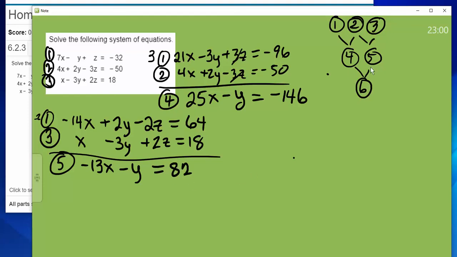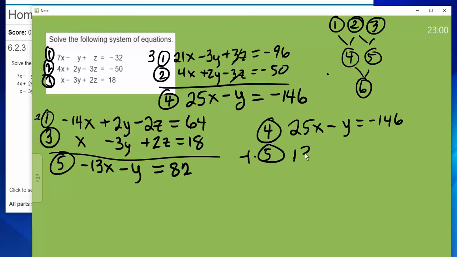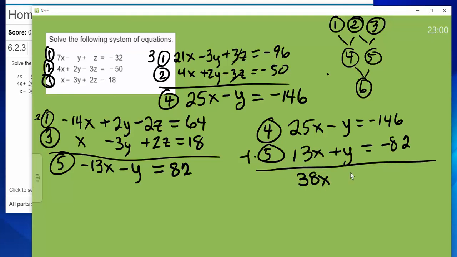Okay, so now I'm going to take equation 4 and 5 and eliminate another variable. Looking at 4 and 5, you can see I can get rid of y pretty easily. So I'm going to leave 4 alone: 25x minus y equals negative 146. 5 I'm going to multiply by negative 1. So I get positive 13x, positive y, negative 82. So that'll give me 38x, y's cancel, equals negative 228. Okay, and that's my equation 6.